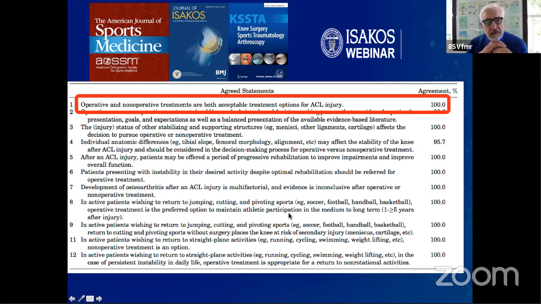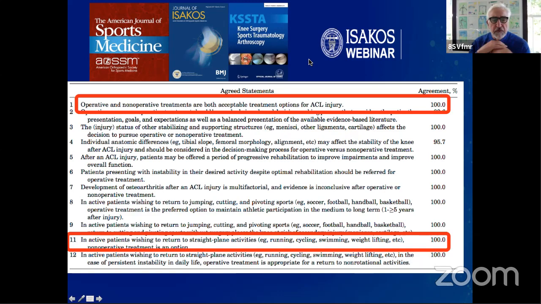They agreed that operative and non-operative treatments are both acceptable treatment options for ACL. And I think you've got to go and read this, but you have to look a little bit further into it. They also said that in active patients wishing to return to straight plane activities, so perhaps running, cycling, swimming, non-operative treatment is an option.